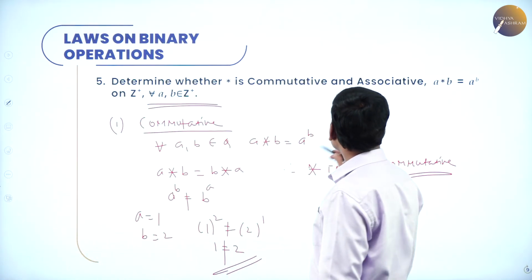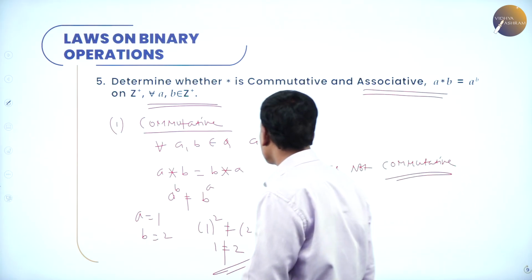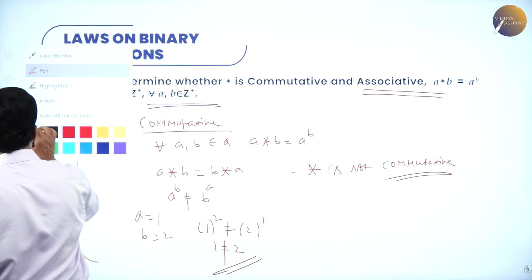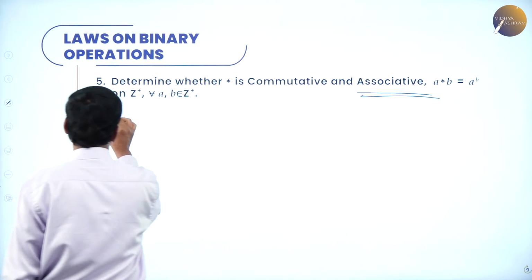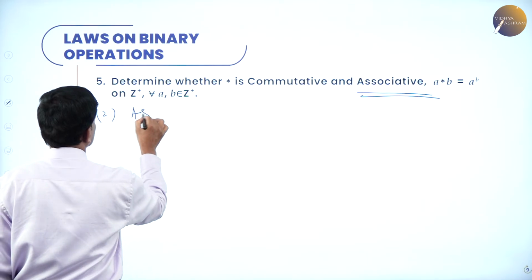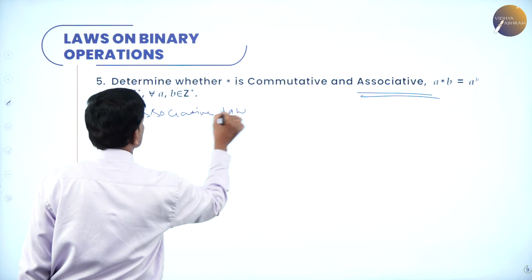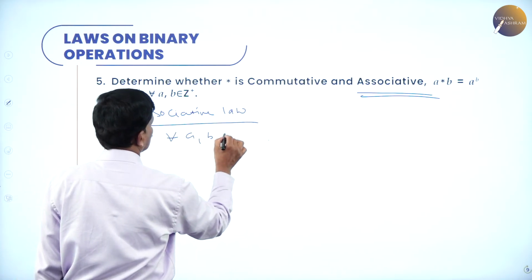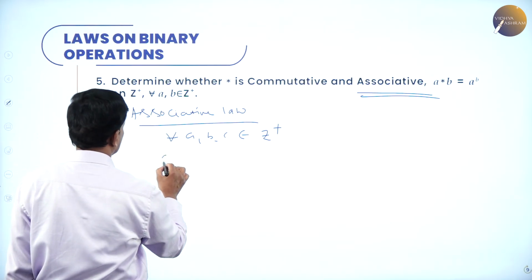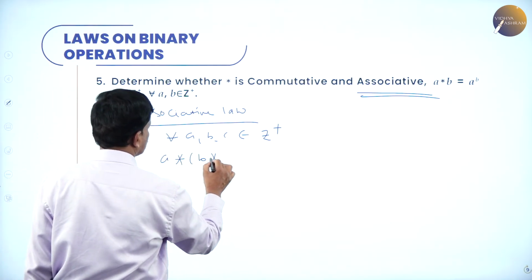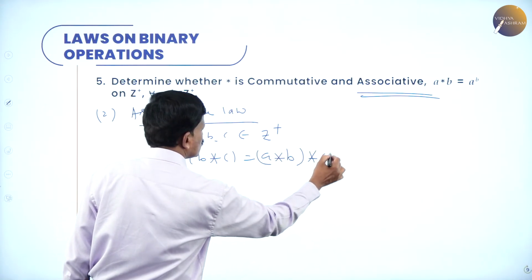Let us verify the second part, associative property. Now, we will check whether it is associative or not. Let us come to the next page. Now, to verify associative property, verify carefully. So, second one, associative law. For all A, B, C belongs to Z plus, what is the property? A star B star C is also equal to A star B star C, that is, (A star B) star C equals A star (B star C).